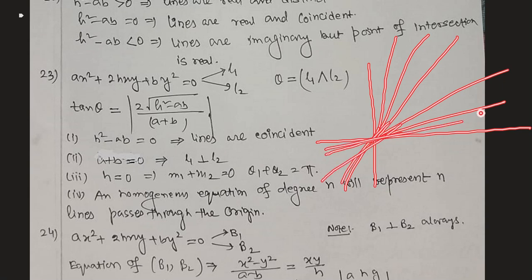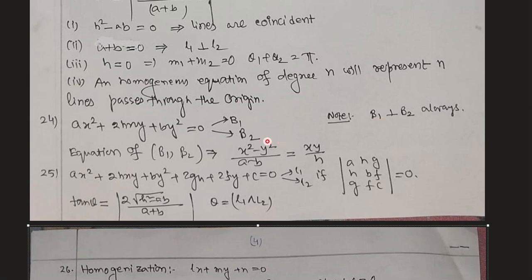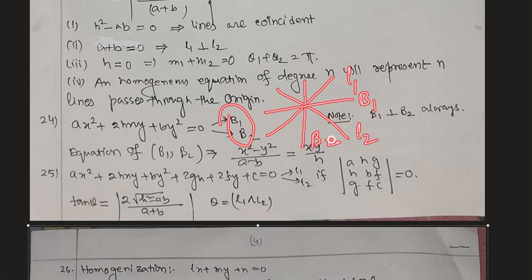Now this is the theorem. Given a x square plus 2h xy plus b y square equal to 0, we are interested in finding the two lines it gives, one is L1 and another is L2. Now what about the bisectors B1 and B2, bisector 1 and bisector 2? The joint equation of bisector 1 and bisector 2 is given by (x square minus y square) divided by xy equal to (a minus b) divided by h, or you can write this formula in this way also.